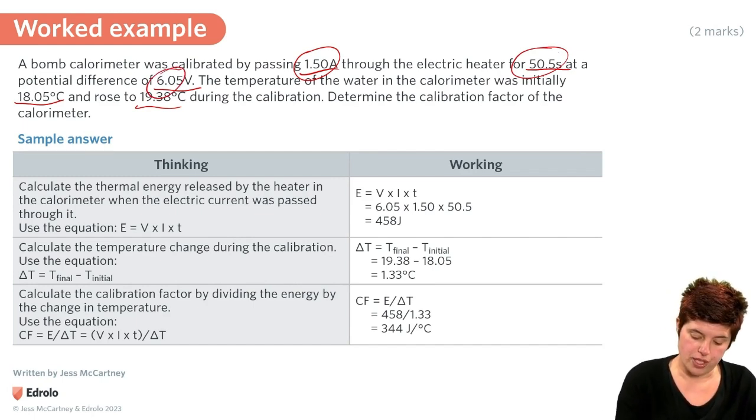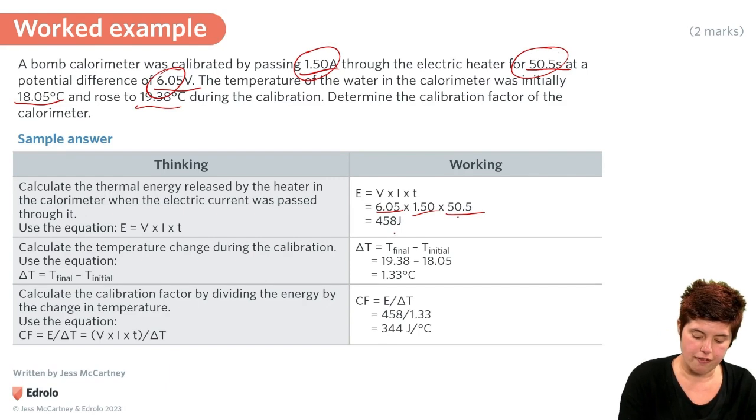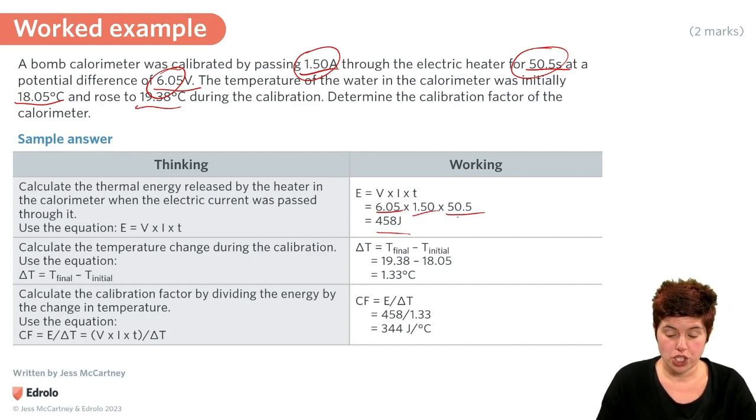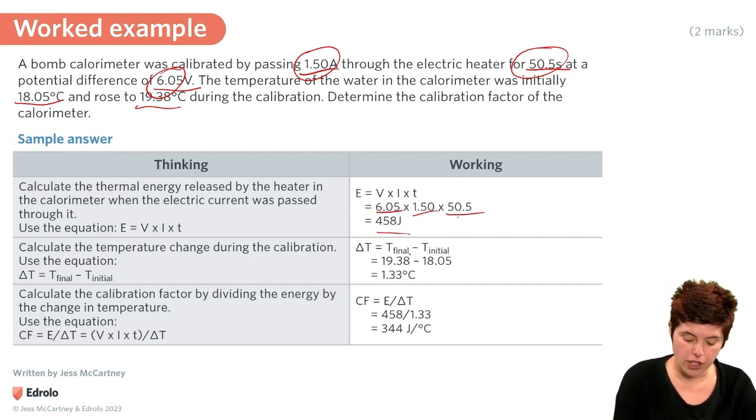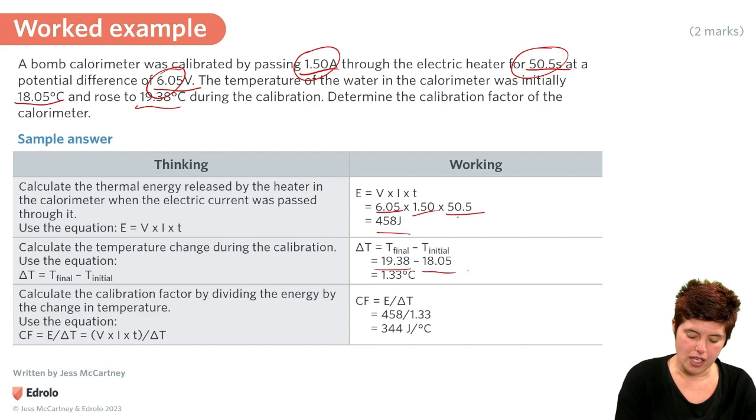So we're going to use this formula. So the volts, 6.05 times by the amps, 1.50 times by the seconds. Put all that in a calculator and we get 458 joules. So don't forget this energy is in joules. Then we're going to calculate the temperature change. So we have the final temperature, 19.38, take away the initial temperature, 18.05. And that gives us a temperature change of 1.33 degrees.